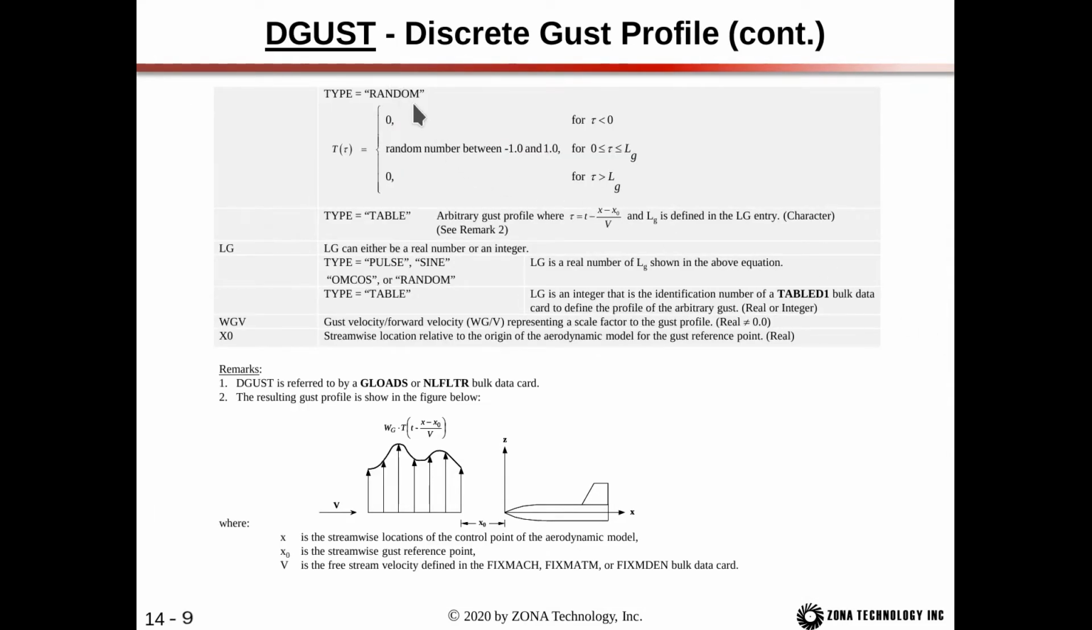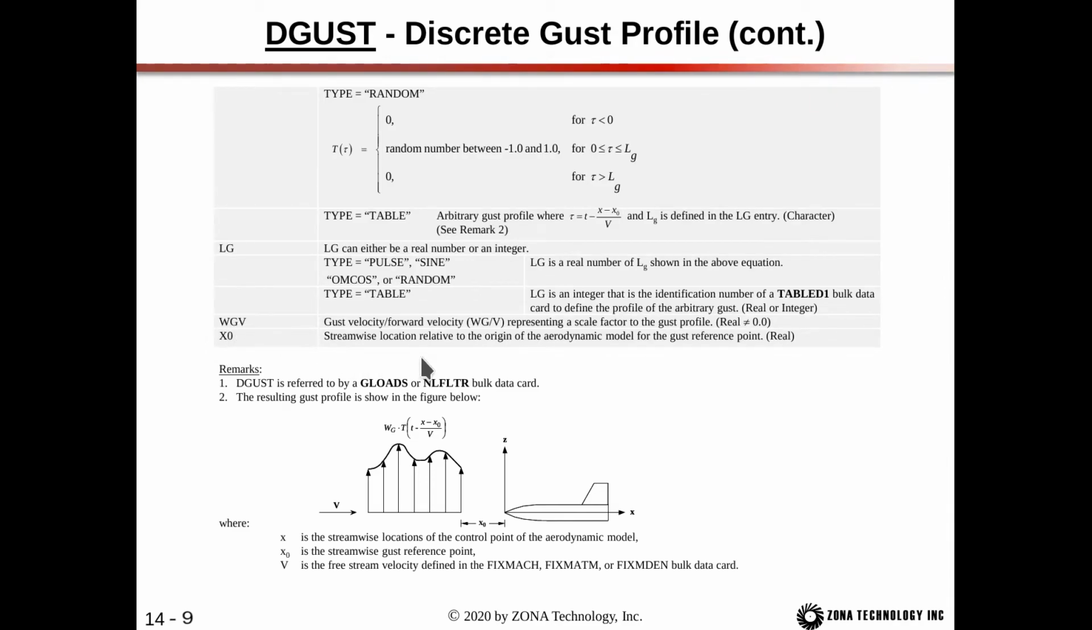Moving on, for type random, the gust excitation is a random number between -1 and 1 when tau is between 0 and lg. And then for type table, we have an arbitrary gust profile defined by the table D1 card. And then lg is either a real number or an integer defined in the equations shown above in the type. So for the pulse, sine, 1 minus cosine, and random, lg is a real number. For type table, lg is an integer referring to the table D1 card to define the gust profile.